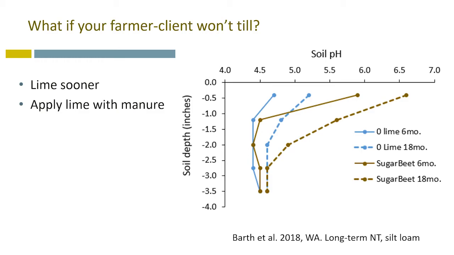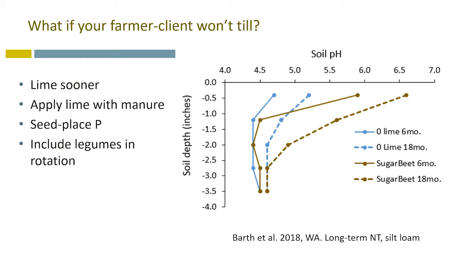There's also work that shows applying lime with organic materials can speed the rate that lime moves down. Again, farmers can seed place their phosphorus. They can include legumes in rotation. These are other options if they simply do not want to till.